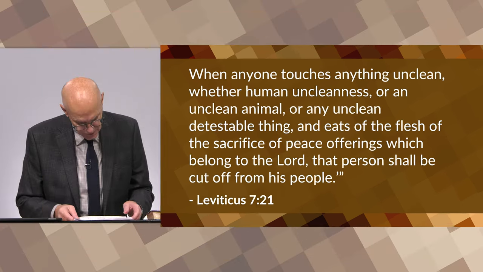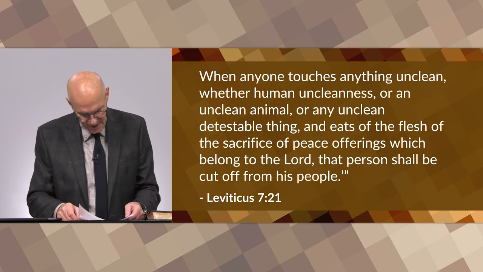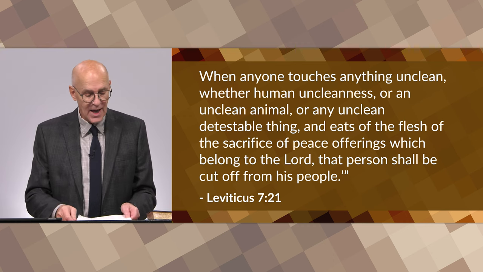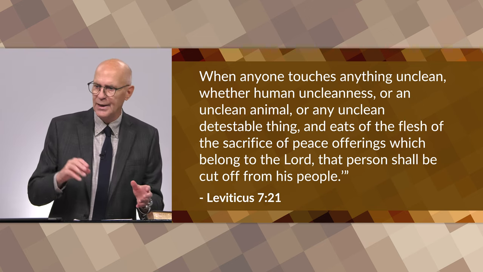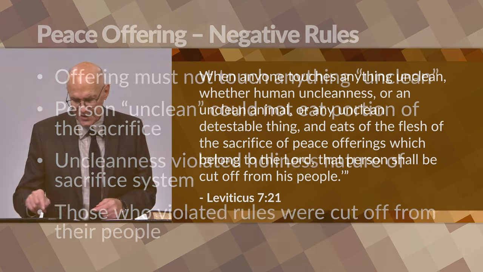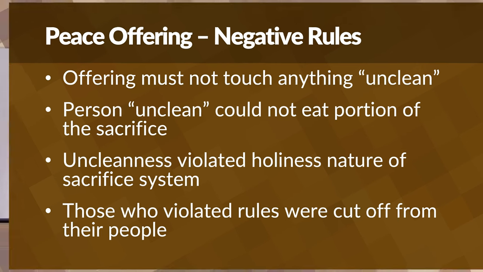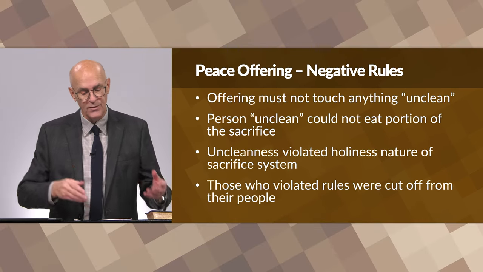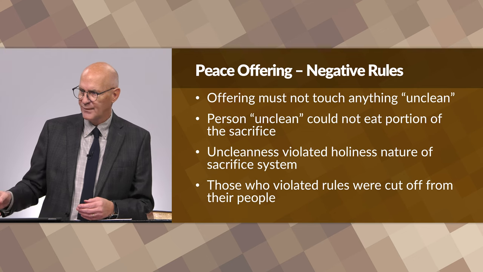from his people." So here we have a negative rule, if you wish, concerning the eating of the meat from the animal that had been offered as a sacrifice, as a peace offering. So there were general rules about clean and unclean in relation to sacrifices. For example, meat and flesh that had touched anything unclean was not to be eaten. This is because by touching something unclean, the meat being offered also became unclean, and then eating that meat would make the person unclean. So that unclean meat was to be burned with fire.